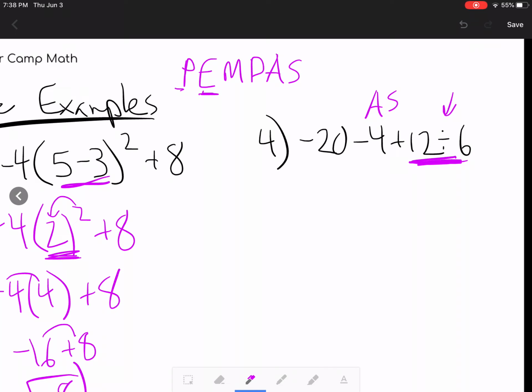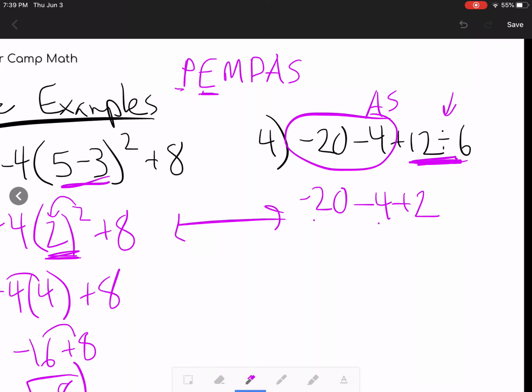This needs to be done first, and we will not touch any of that. So we're just going to copy that down. Negative 20 minus 4 plus 12 divided by 6, which is 2. Now work left to right. Negative 20 minus 4, well, number line, negative 20, going subtract 4, we're going that way for negative 24, plus 2, so now we're going back this way, 2 spots, so that would be negative 22.